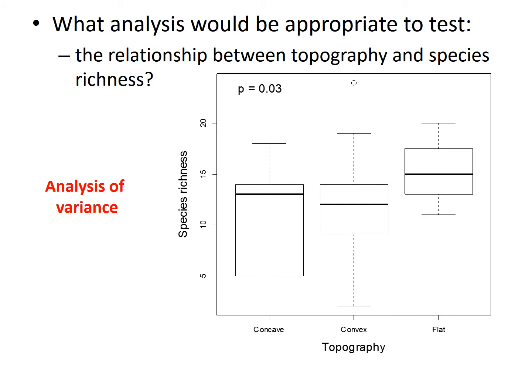Well, here I think analysis of variance would be appropriate because our predictor variable, topography, is split into 3 categories, where species richness, our response, is a continuous variable.